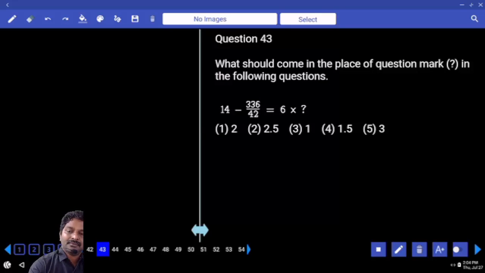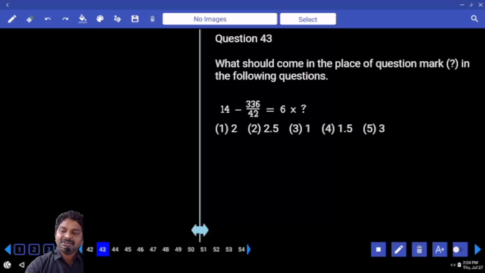Now let's see. 42 cancellation. Last digit verification. 2 into, it has to be 8, right? Let's see. 8 40s. 3 20. 8 12 times. 3 20 16. 3 36. 8 times perfect, right? 14 minus 8. 6 into how much? 1.